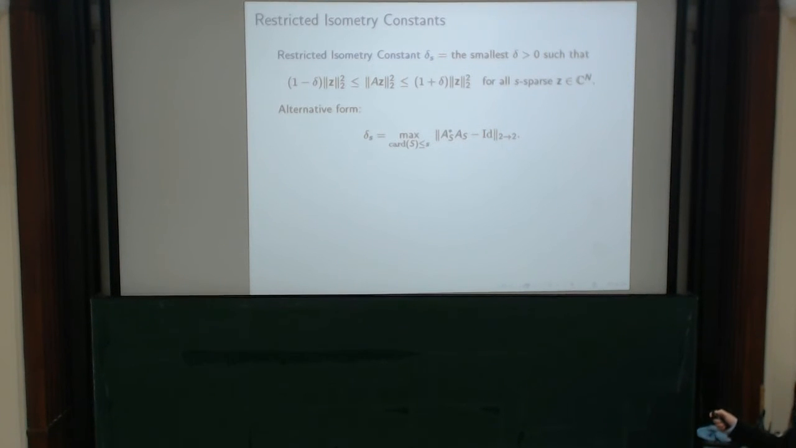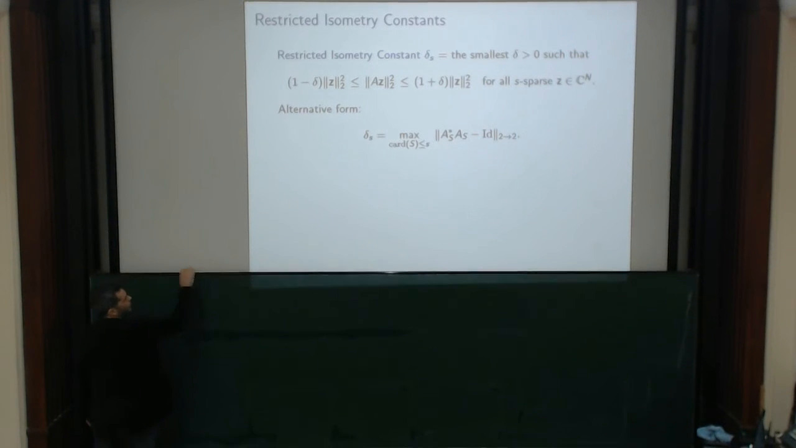In a sense, the restricted isometry constant measures how every set of S columns behaves like an orthonormal system, whereas in the coherence case, we measured how any two columns looked orthogonal, orthonormal, because we assume L2 normalization of the columns. Here we don't actually assume normalization of the columns, but if you take Z to be one of the basis vectors, this is the corresponding column in L2 norm squared, so it's not far away from having unit norm.